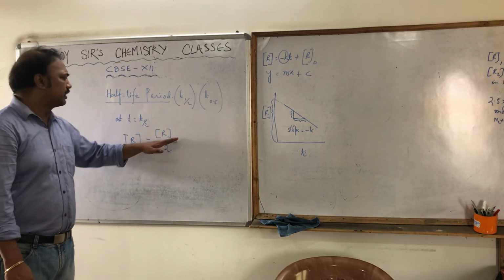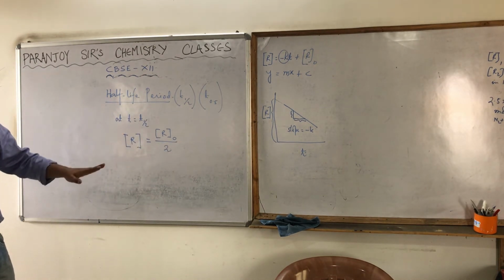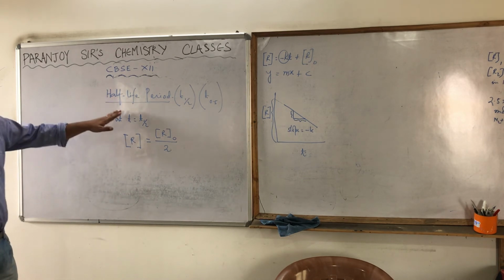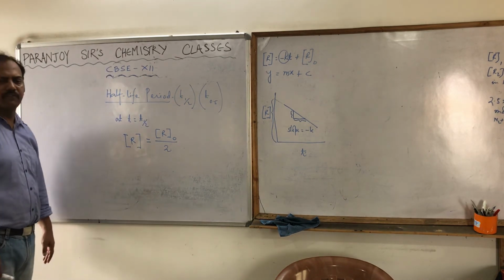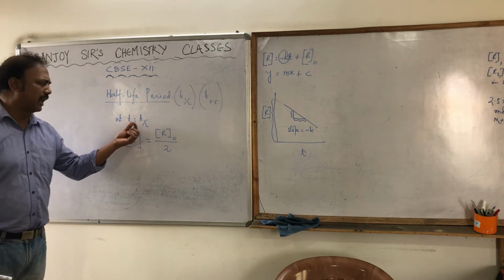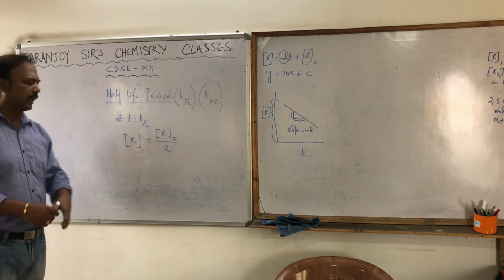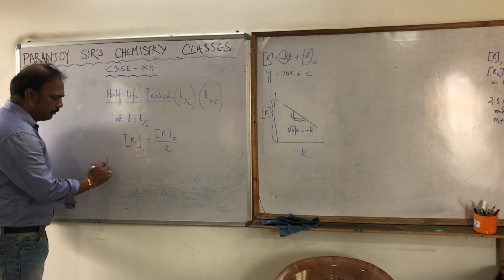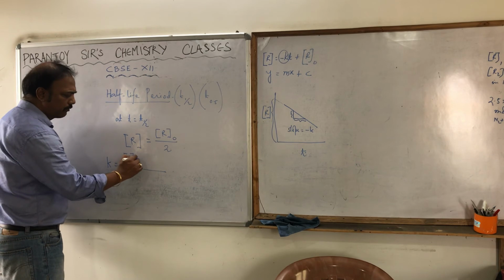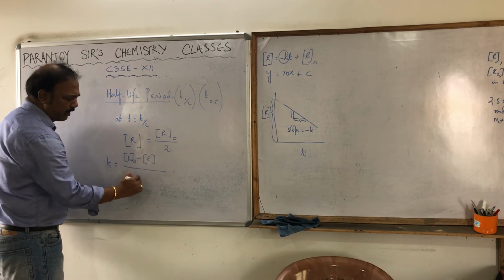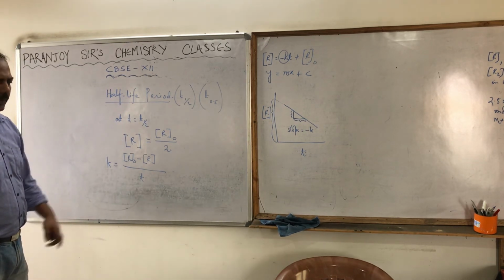Now this particular condition we are going to plug into the equation of k. So you write, by definition, the half-life period can be mathematically written as: at t equals T half, [R] is equal to [R]0 by 2. Fine. Now we know k is equal to what? We know k is equal to [R]0, just now we had derived it, minus [R], divided by t.